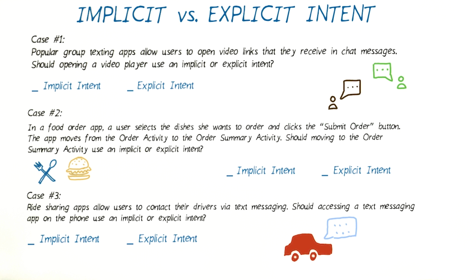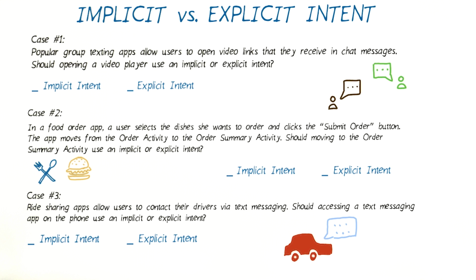So now let's practice what you just learned. In the following scenarios, determine whether we use an implicit or an explicit intent. For each case, should we create an explicit or implicit intent? In case number 1, popular group texting apps allow users to open video links that they receive in chat messages. Should opening a video player use an implicit or explicit intent?